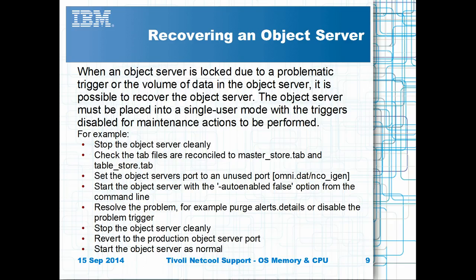This can be due to custom triggers or just an excessively large alerts.status table. To recover the object server, you can place it into single user mode by making the object server's port unknown to external clients. Starting the object server with the command line option -auto-enabled false prevents the triggers from acting on the data. This allows the object server to be purged of unwanted data and for problematic or suspect triggers to be disabled before restarting the object server as normal.